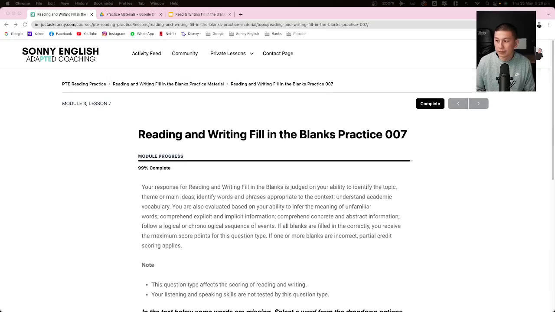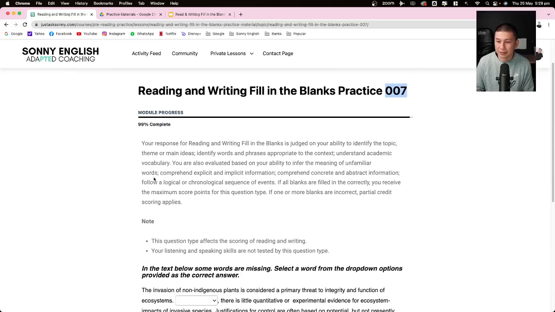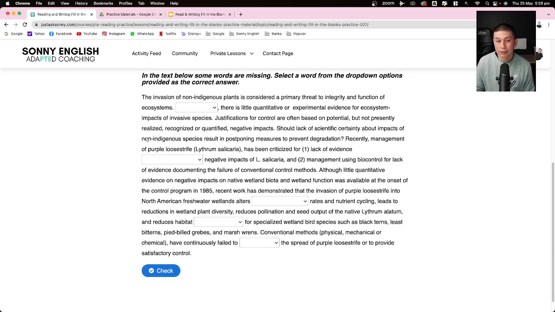Take a look at this. This is the reading and writing fill in the blanks, number 7. And this one right here is the drop down, in case you didn't know. First one right here. Okay, we're looking at linking words. So let me just highlight this. Okay, so this is the part we're dealing with.